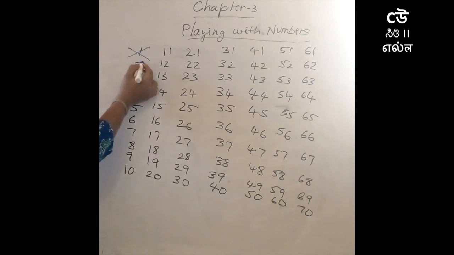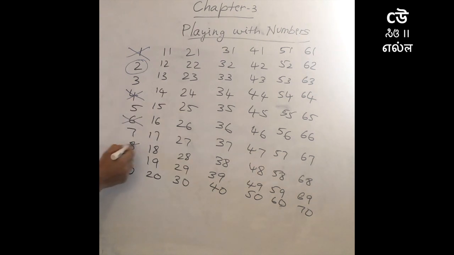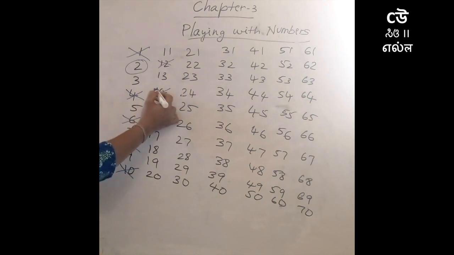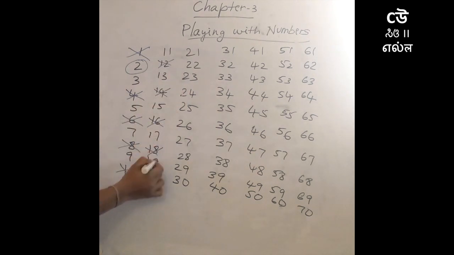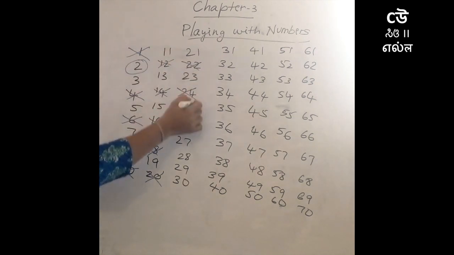Except 2, we'll cross out all multiples of 2, which means we'll put a mark. 2 ones are 2, 2 twos are 4, 2 threes are 6, 2 fours are 8, 2 fives are 10. So you can cross out all multiples of 2. That is, multiples of 2 are alternate numbers. You can leave one alternate number and cross the other numbers.